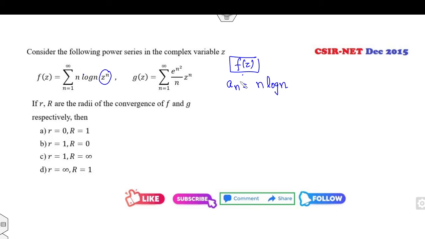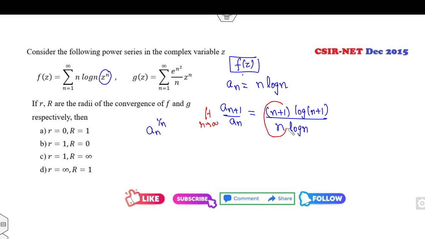So what you can do, I can take either a_(n+1) over a_n or a_n raised to power 1 over n. That's your choice. But I can see that a_(n+1) over a_n is quite easy for this case. Now if you take n approaches infinity, this value will be 1. So the expression becomes log(n+1) over log n. It is the infinity by infinity form. I can apply L'Hopital's rule, n plus 1 over n. Again it is infinity by infinity, it is 1. So therefore the radius of convergence will be 1 over 1.